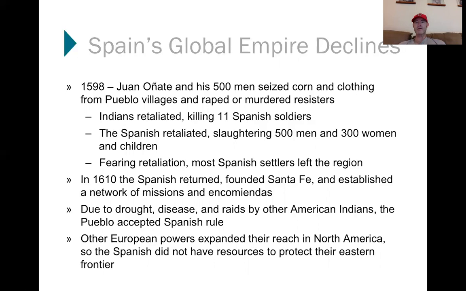But as you can see here, every Native American civilization did not just say, well, okay, you're going to try to conquer us or influence us this way. Here's an example. Obviously, 1598, which is a little bit over 100 years after Columbus first came, so toward the end of our time period, Juan Oñate seized corn, clothing, and basically, as you can see there, did not treat the resistors in the best way. Okay. Retaliation. Some Spaniards died.